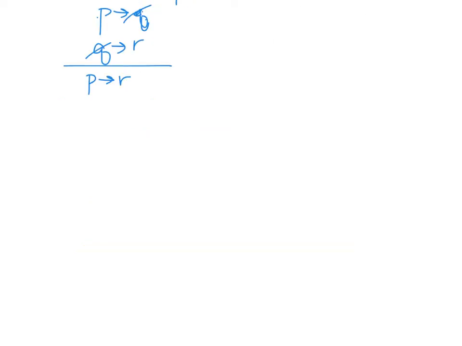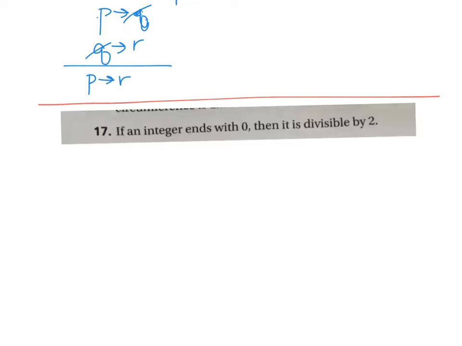Okay, we're going to do the whole conditional, converse, inverse, contrapositive thing and determine the truth value there. So we're going to start with this statement. If an integer ends with 0, then it is divisible by 2. That's going to be our conditional statement. Okay, so that's our starting point.